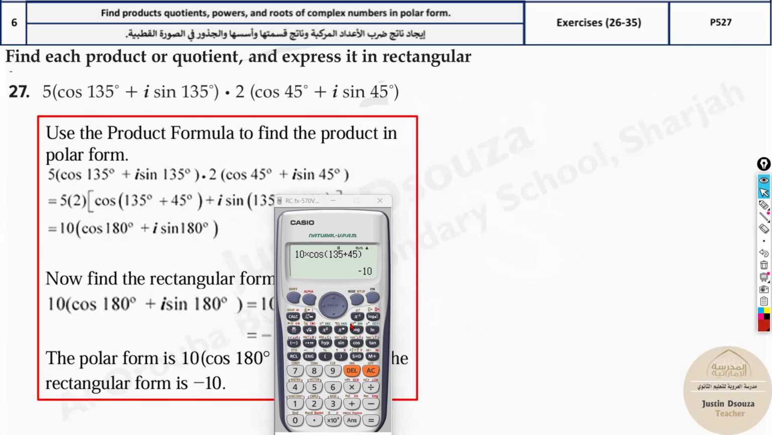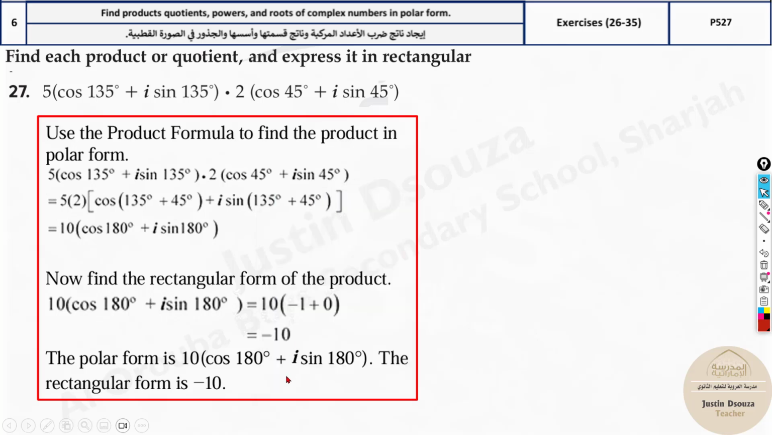Now what about the imaginary part? The only thing is over here, you need to change this cosine to sine. And guess what? It's 0. So 0 multiplied with i is always 0. So here you get only negative 10. That is, only the real part is there. The imaginary part is 0. It's not required to be written.